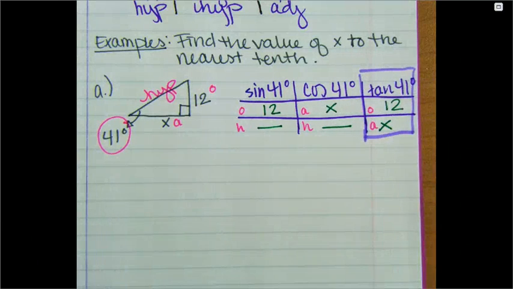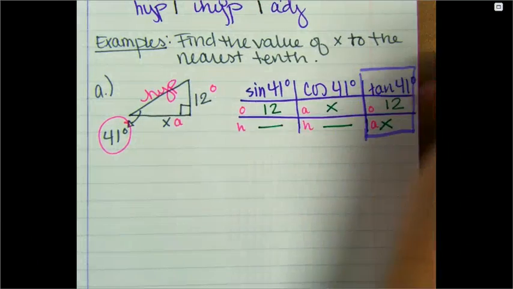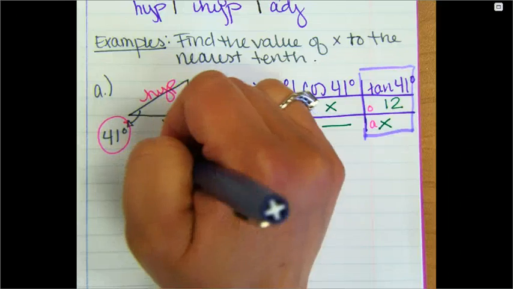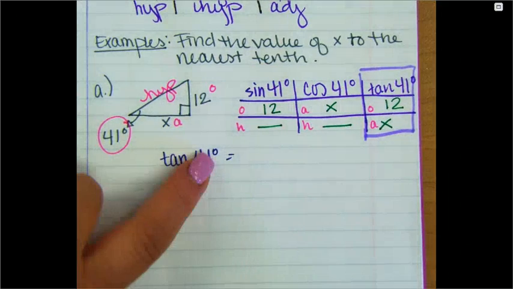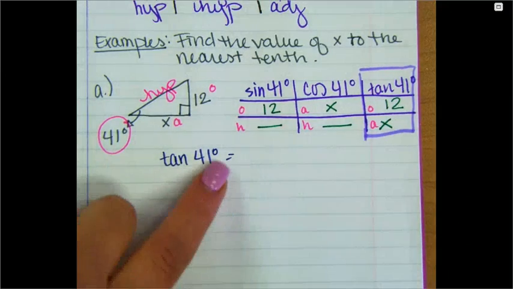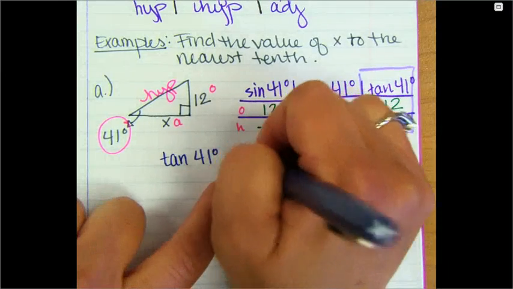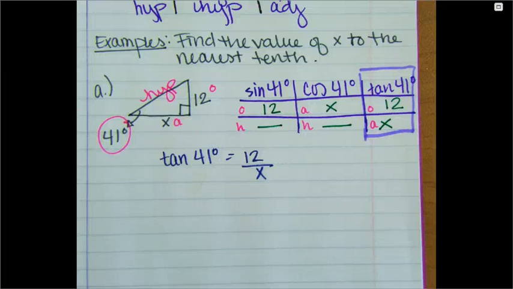So watch what I do. All I'm going to do is take it out like before. So tangent of 41 degrees. This is what we did yesterday, right? Instead of 41, though, we put like an A. So tangent of 41 degrees is equal to 12 over x. Is that true? Yes. Okay, so write that down.